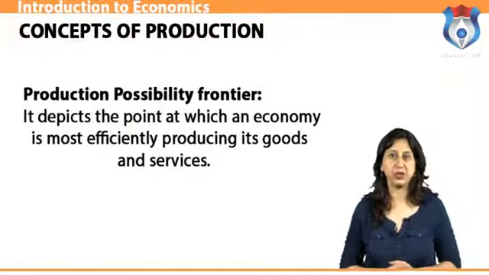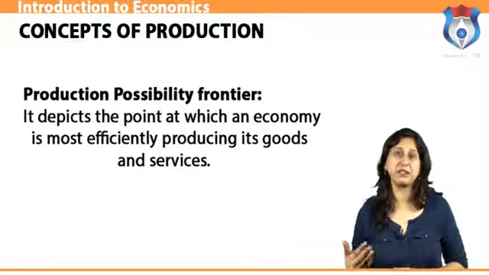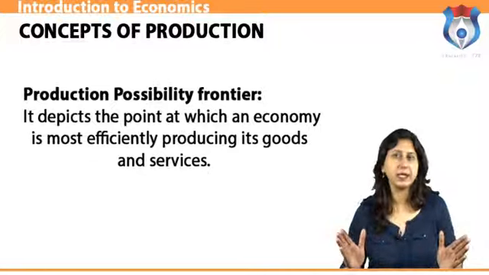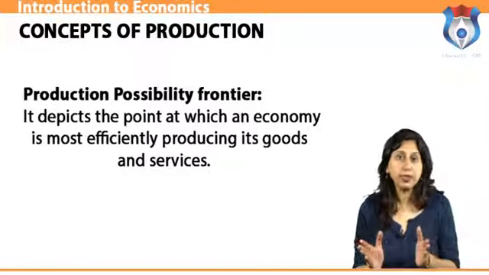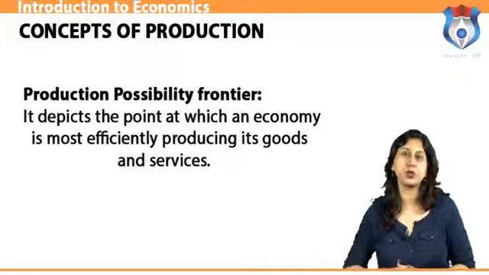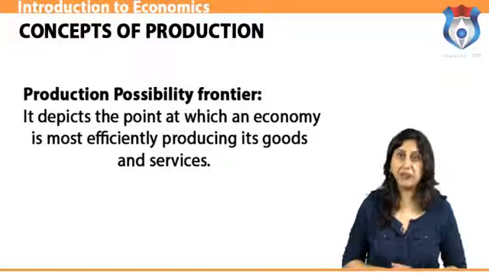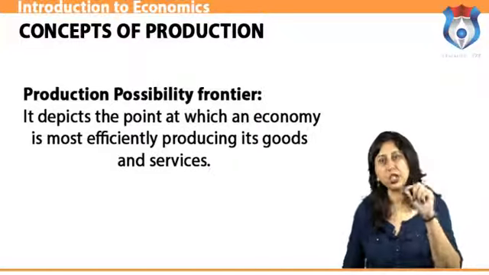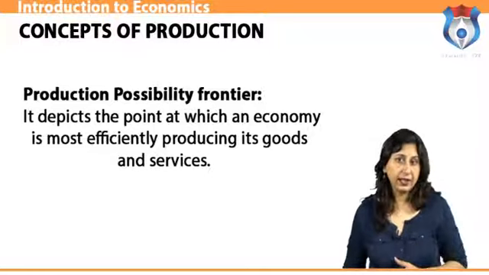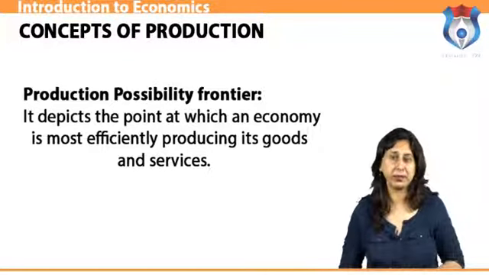Concepts of production. Moving further, I will explain the production possibility frontier. It is a locus of points which depicts all possible combinations of two goods that an economy can produce at a given level of technology and resources. The production possibility frontier (PPF) represents the point at which an economy is most efficiently producing its goods and services and therefore allocating its resources in the best way possible.